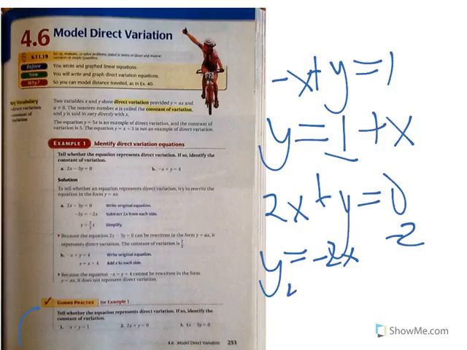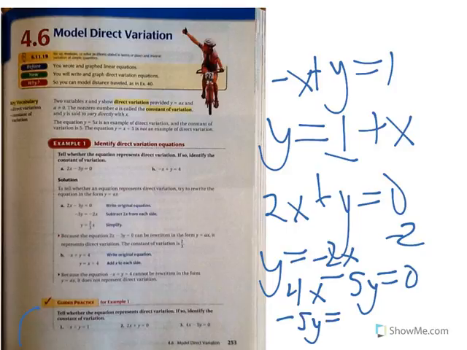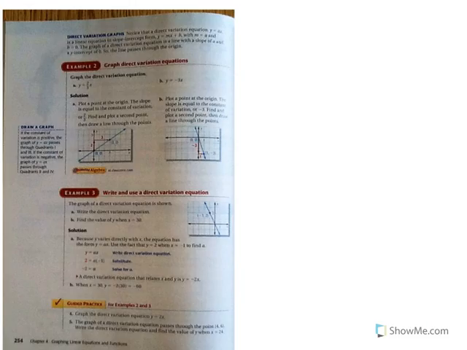The last one, 4x minus 5y is equal to 0. So negative 5y is equal to negative 4x. So it's going to be y is equal to 4 divided by 5 x. So yes, there's a constant of variation. It's direct variation. There's a constant of variation. That's 4/5.